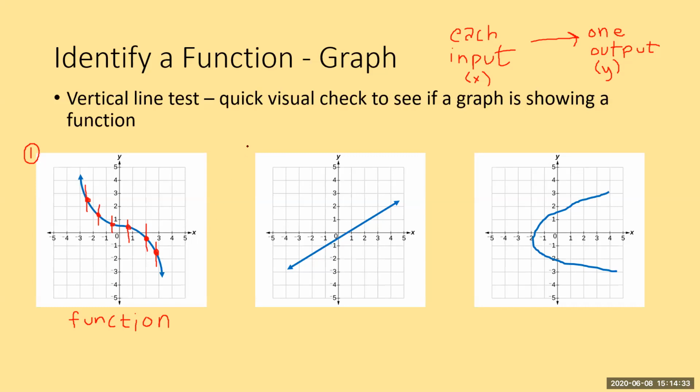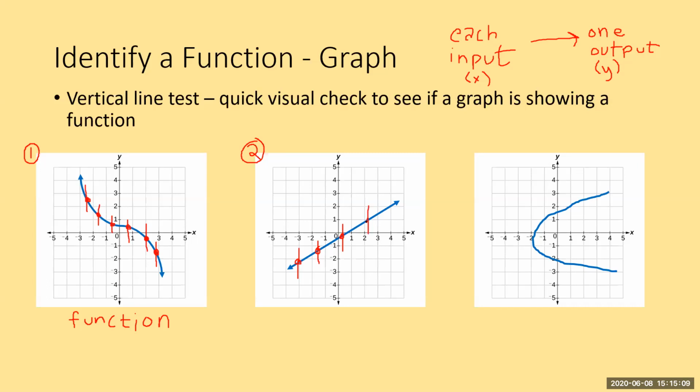Okay, let's try that with graph number 2 here. So again, I'm going to draw some vertical lines through this blue graph. And I'm looking for the vertical lines to only cross my graph once. Okay. So I just crossed once. I crossed once. I crossed once.